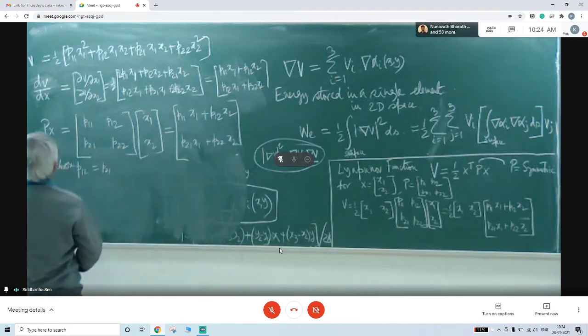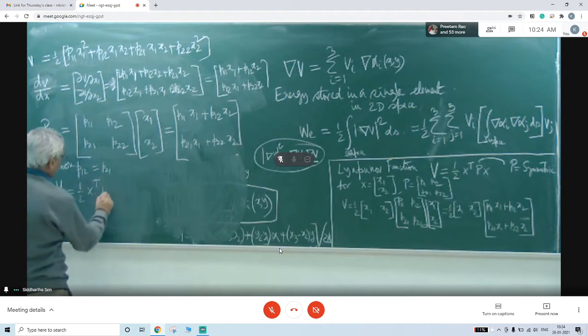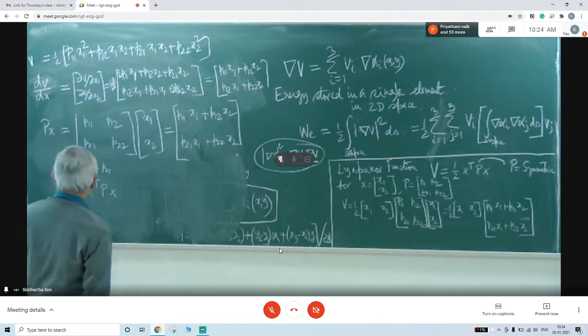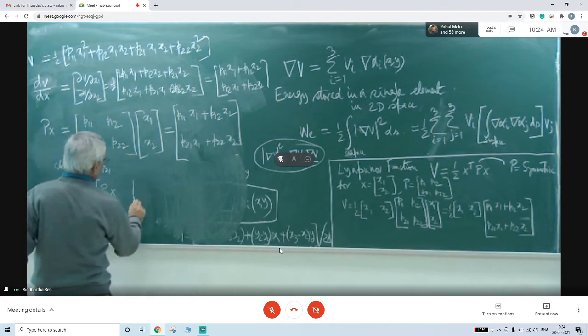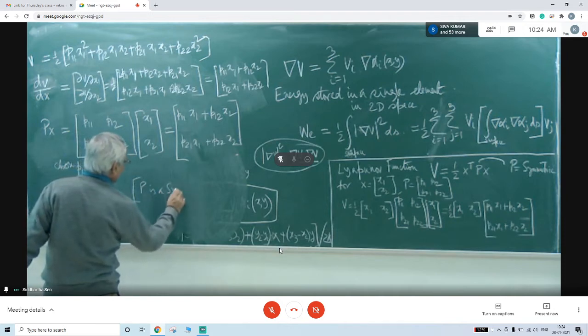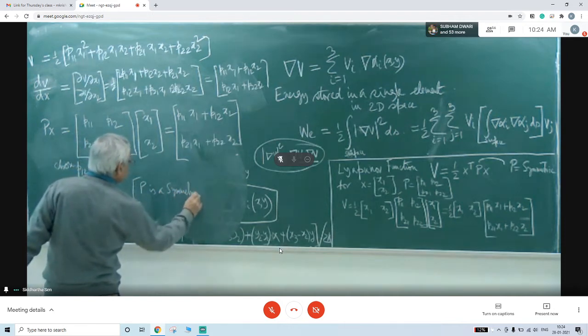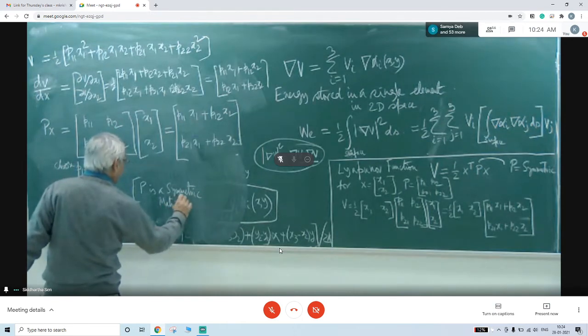So what we can say is that if V is equal to half of X transpose P of X, mind it, this is a scalar quantity, dV dx is equal to P into X, where P is a symmetric matrix.